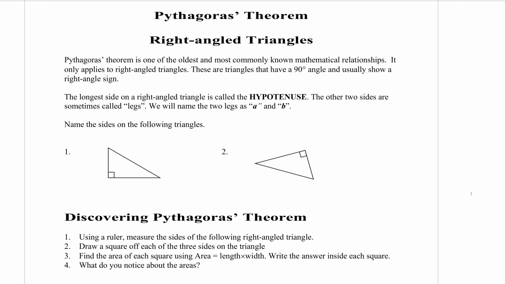Very important part of this topic. We'll be spending a lot of time on that. So today though, we are just focusing on the Pythagoras' theorem part. So let's go through that. So Pythagoras' theorem is one of the oldest and most commonly known mathematical relationships. It only applies to right angled triangles. Don't ever try and do it to a non-right angled triangle.